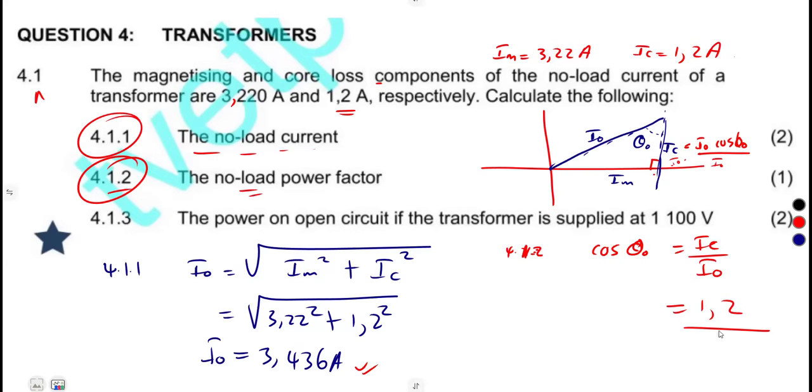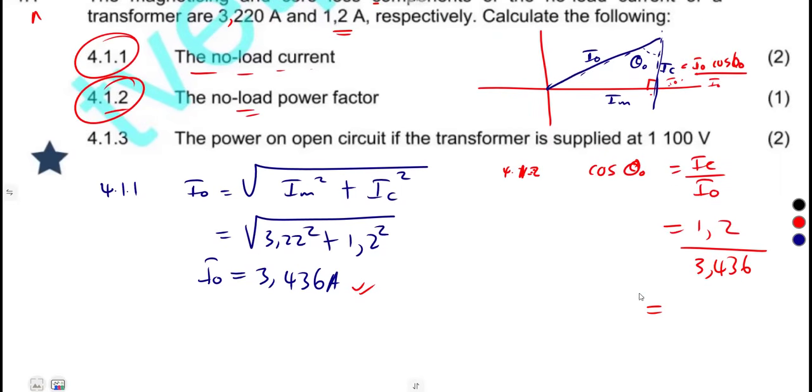Our I0 is there. This is 3,436. Okay, so you just divide and you've got your no load power factor, which was going to be 0,349. Okay, so that's what you're going to have. Then 4.1.3, what we need now is the open, right?